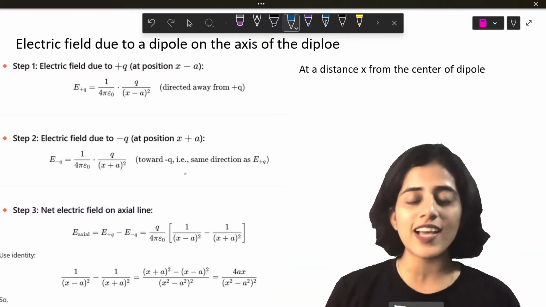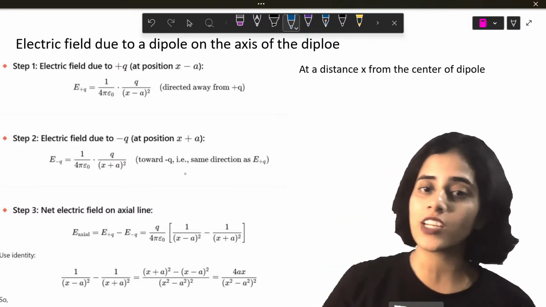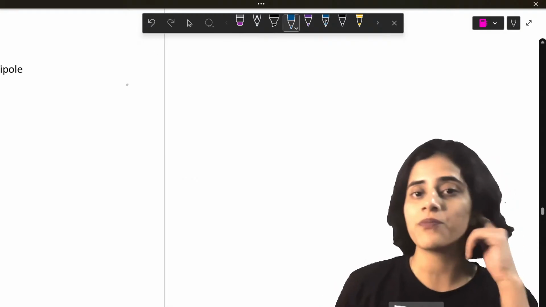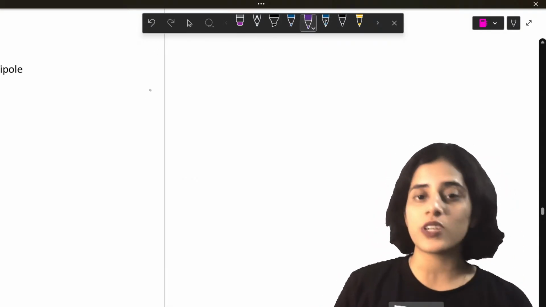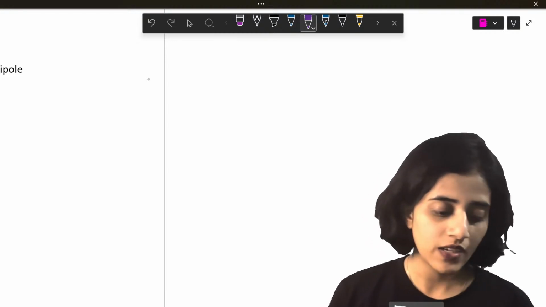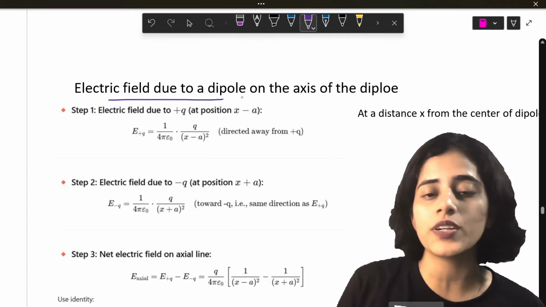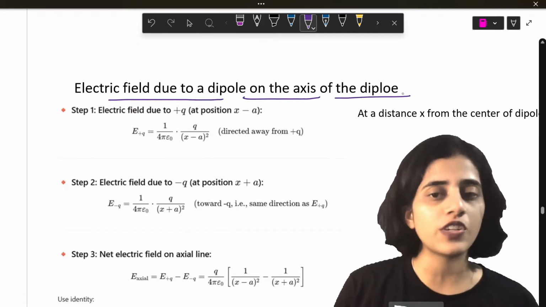But because this is a class for students of KCET and second PU, I will do the derivation and explanation of the formula. Okay, so this is very important. This is a very common repeated PU question. So what is the question? Find out the electric field due to a dipole on the axis of the dipole.